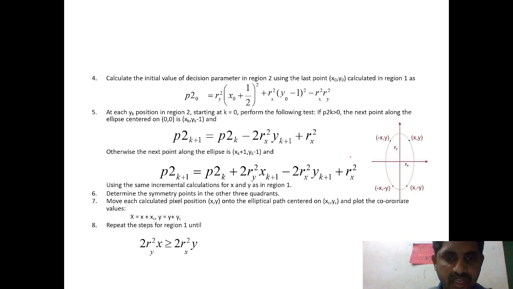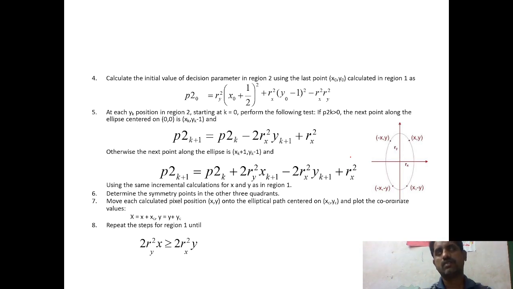So determine the symmetric points in the other three quadrants. Okay, so first we have only one quadrant, then the symmetric points of the other three, that is (minus x, y), (x, minus y), and (minus x, minus y). Move each calculated pixel position (x, y) onto the elliptical path centered on (xc, yc) and plot the coordinate values x equal to x plus xc, y equal to y plus yc. Repeat this step until 2 ry square x is greater than or equal to 2 rx square y.